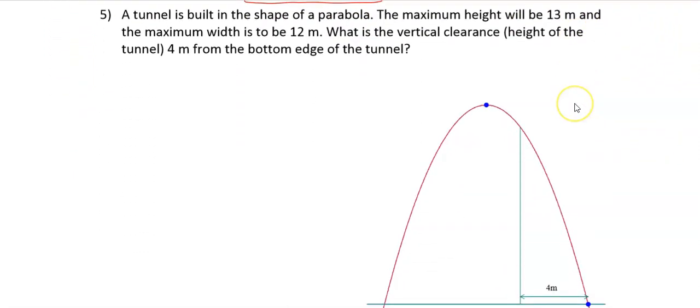Question number 5 is practically the same as question number 3 on the top of the page and question number 1 on the previous page. But there's a little something about this that I want to point out. This is a very important type of question. I think I'm going to do this one quickly so that we can see how it works. A tunnel is built in the shape of a parabola. Okay, there's your parabola again. The maximum height will be 13 meters and the maximum width is to be 12 meters.